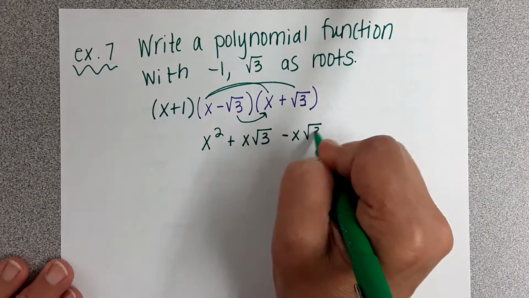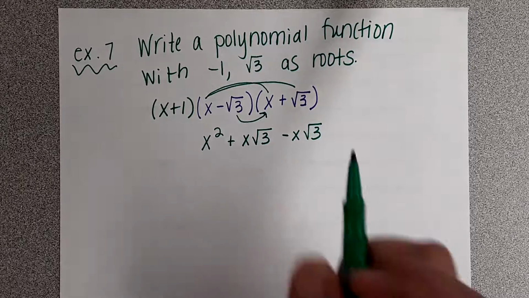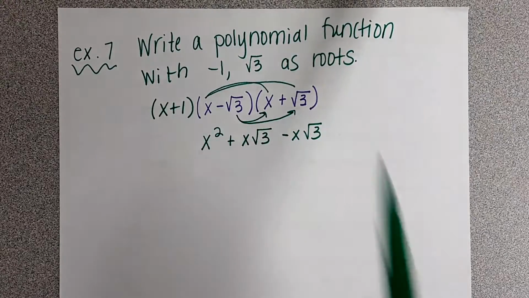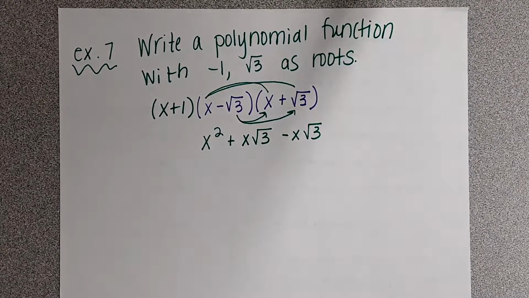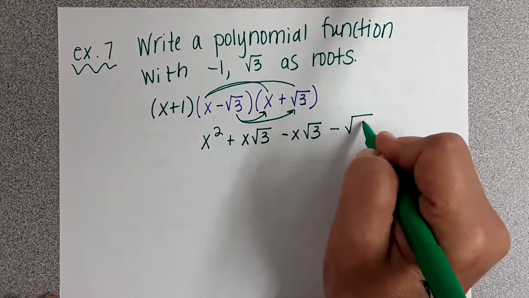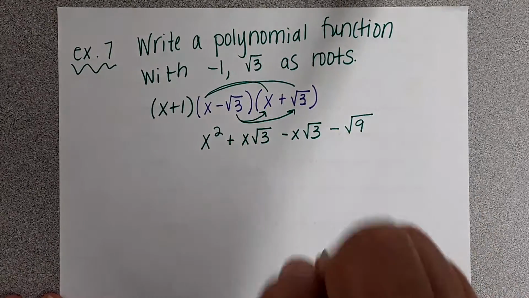you guys always put your variable in front of, like, if you're not multiplying two irrational numbers. And then we're going to do negative square root of 3 times positive square root of 3, which is negative square root of 9. And yes, it will become negative 3, but for right now, I want to write it like this.